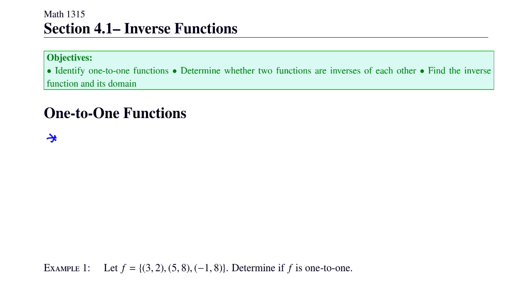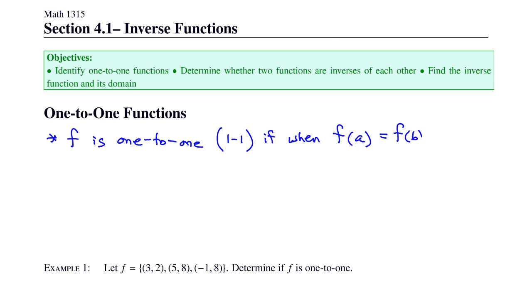A function f is one-to-one, and I'll go ahead and show you the abbreviation, it's 1-1, if when f of A is equal to f of B, then A must be equal to B.